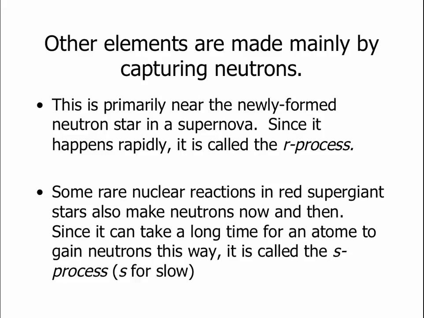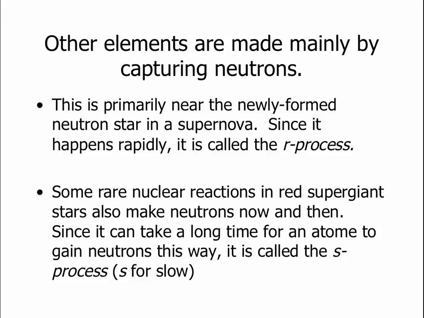Well, the other elements are made mainly by atoms capturing neutrons. And there are two places that atoms can capture neutrons. The main one is near the neutron star in a supernova. So we've made a bunch of neutrons, that big ball of neutrons that used to be the iron core. A lot of those neutrons are kind of flying around, and they can get added on to elements like iron. And this happens very fast, in a matter of seconds. And since it's so fast, this is called the rapid process or the R process.